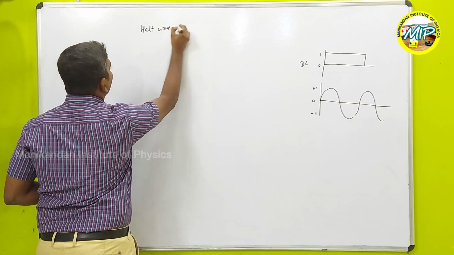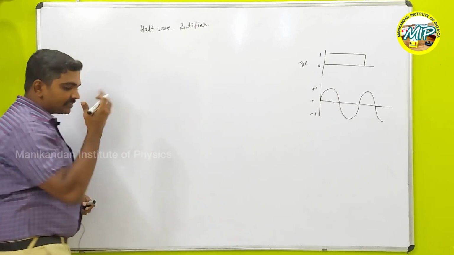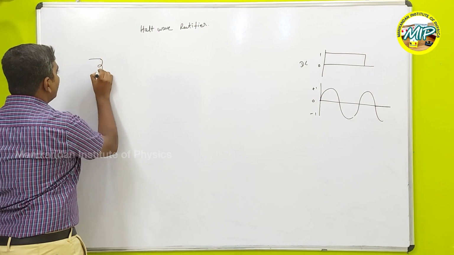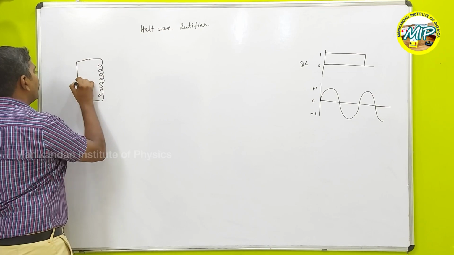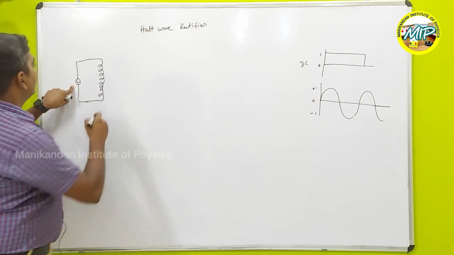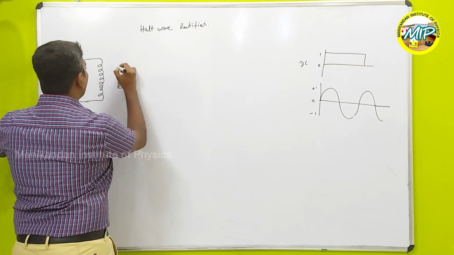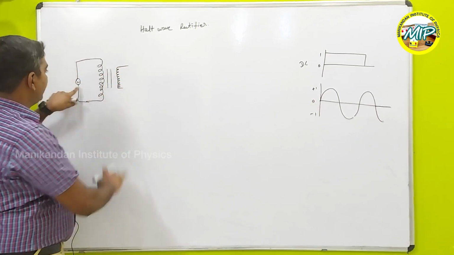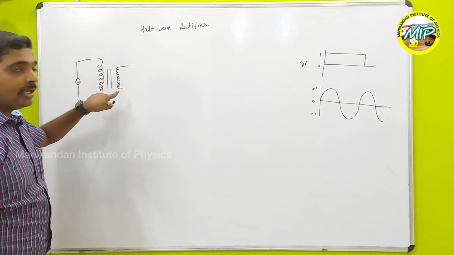Half wave rectifier. First I am going to start with the transformer. So we have a step down transformer. Here this is my applied potential. I am going to take a coil here, and there is an air core between the two coils. This is my primary coil, and this is my secondary coil.